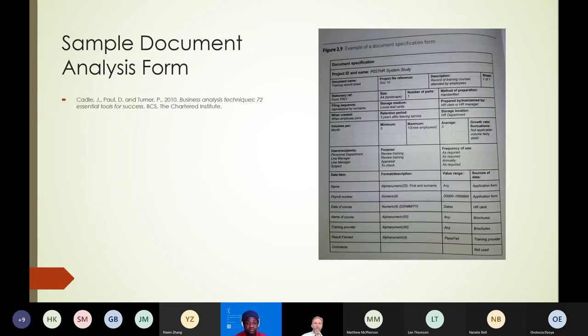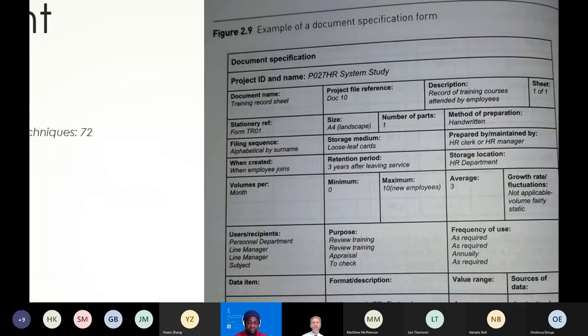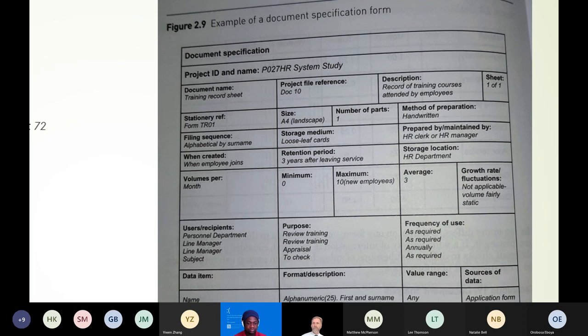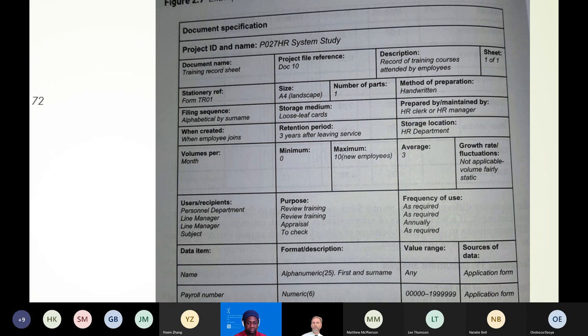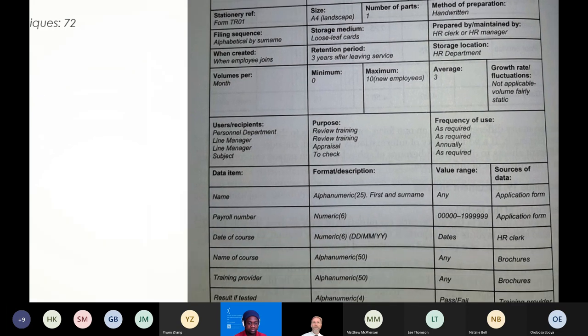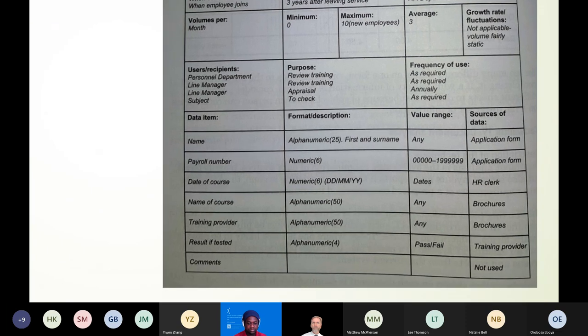So you might want to do something like this and start analyzing the manual documents that they have, trying to understand the information that's in there. Here's a training record sheet, and it says what it is, how many pages there are, whether it's typewritten, computer printed, handwritten, what size it is, how it's stored, who fills it out, how many there are, and all these other things.